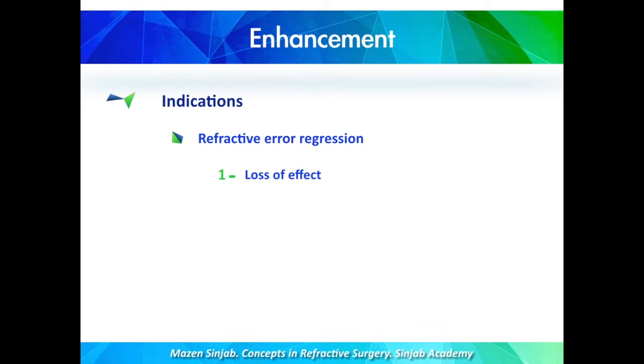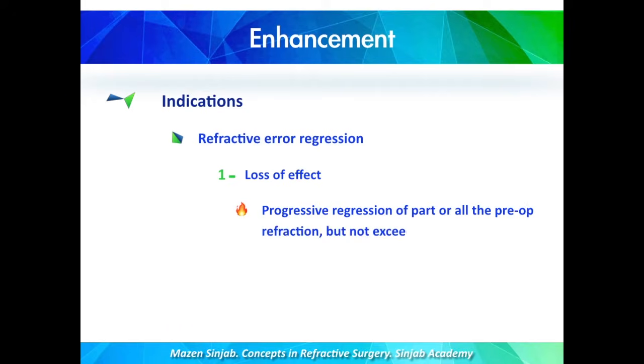Now, what is the definition of loss of effect? It is a progressive regression of part or all of the pre-op refraction, but not exceeding it, and there must be tomographic changes that are inconsistent with ectasia. We will come later to the tomographic changes that are consistent with ectasia. So the definition of loss of effect is a progressive regression of part or all of the pre-op refraction but not exceeding it. In addition, the tomographic changes are not compatible with ectasia.